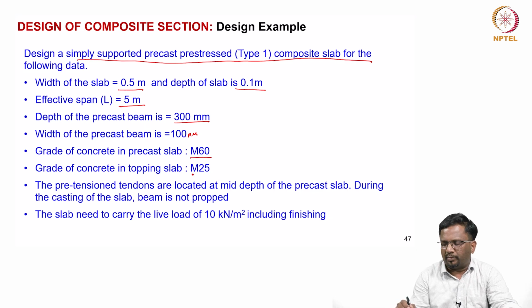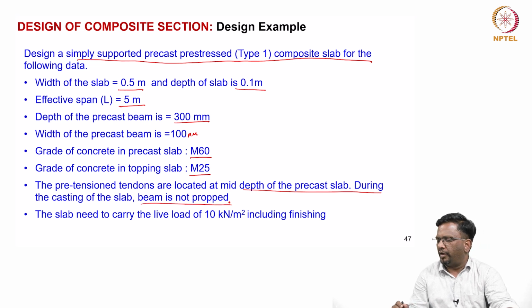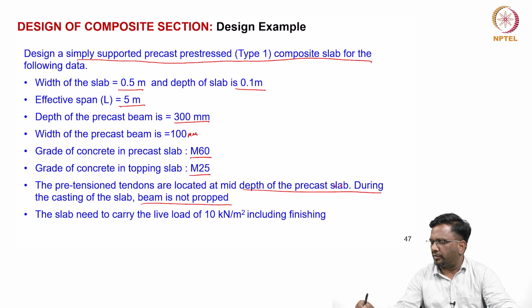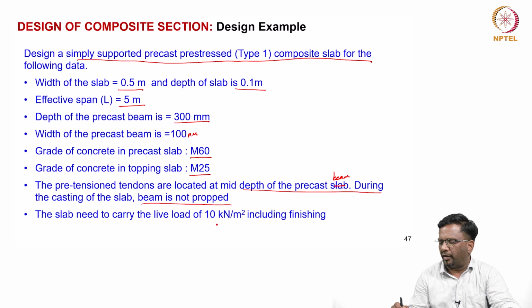Grade of topping slab, as I said, typically the cast in place slab will have a lower grade. The pre-tension tendons are located at mid depth of the precast slab, and during the casting of the slab, the beam is not propped. Okay, the slab has to carry a live load of 10 kilonewton per meter square, including the finishing loads.